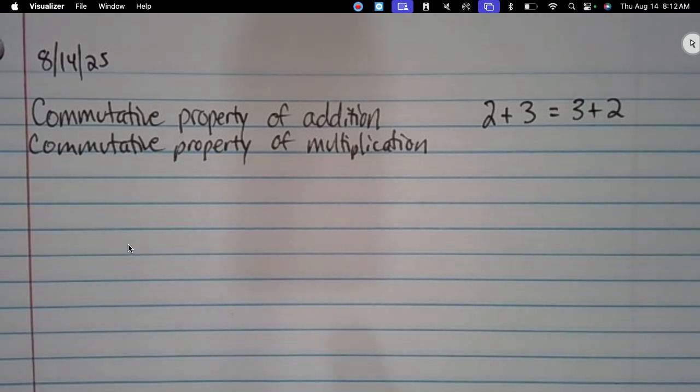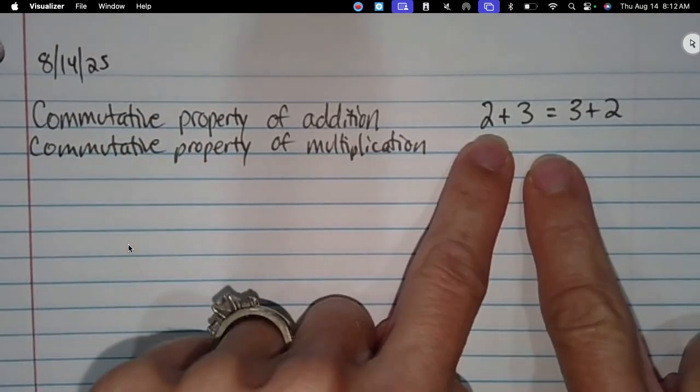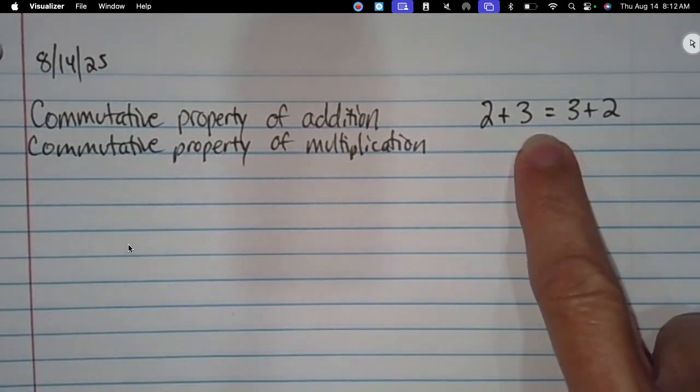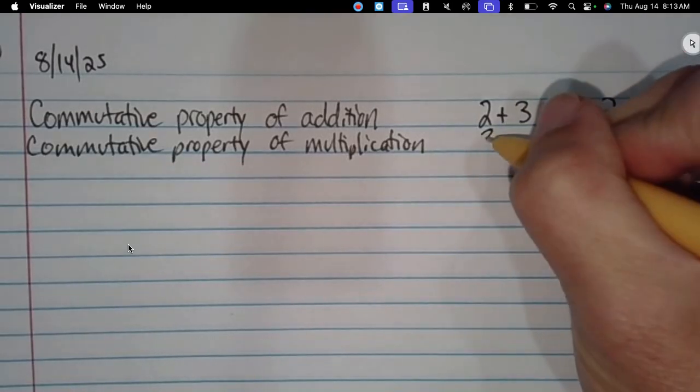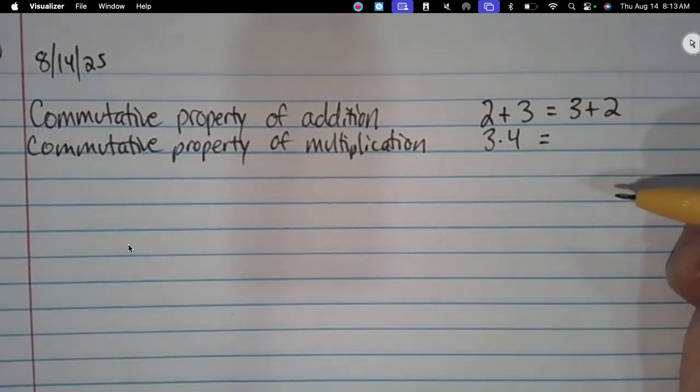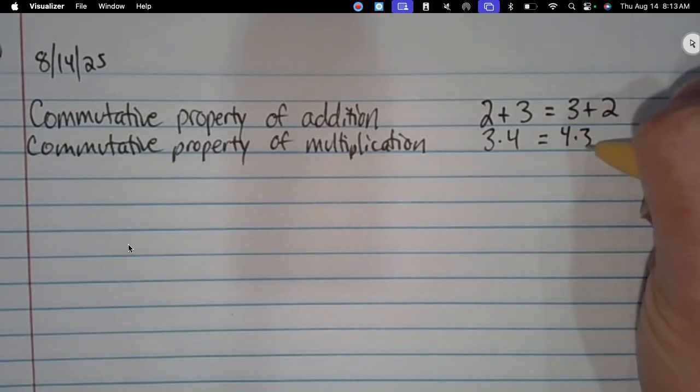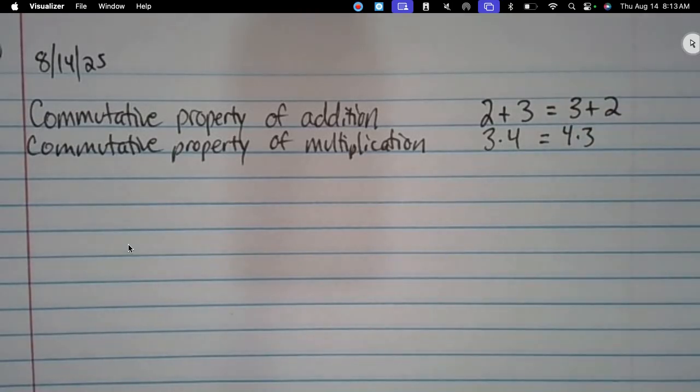So they just will use the words addition and multiplication in a bunch of these properties. The main thing you need to know is commutative property. I'm just switching my numbers. This one I'm adding. What am I doing in this one? Multiplying. So I could have 3 times 4. That's the same thing as what? 4 times 3. That's all commutative property means. You can just switch your numbers around. Are we okay with that?